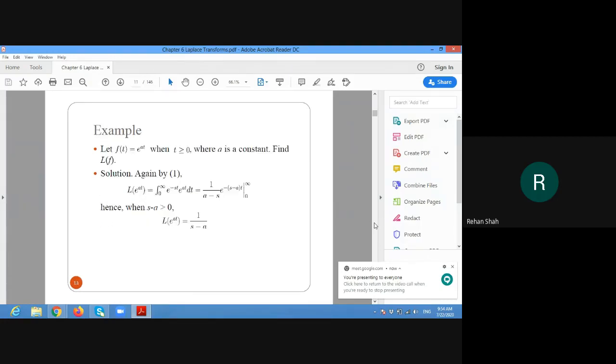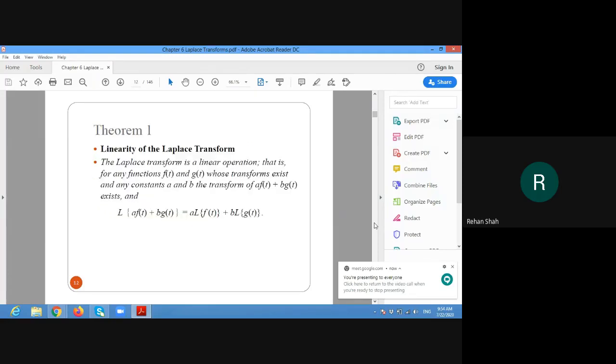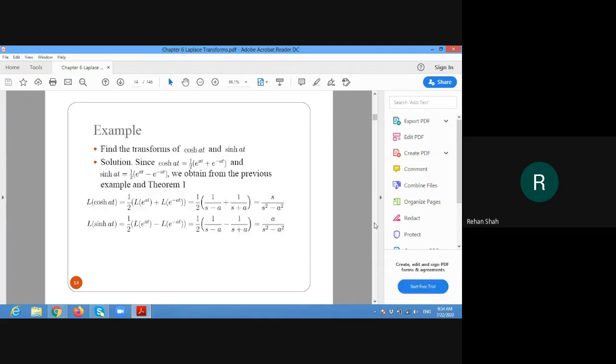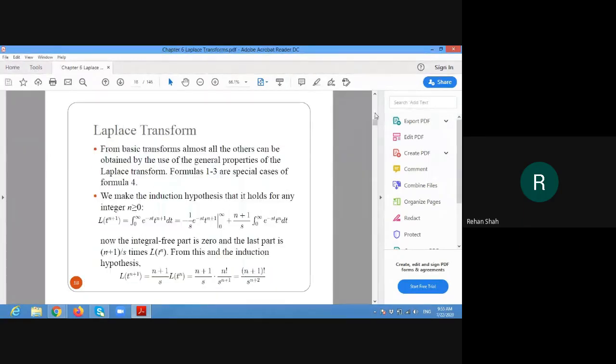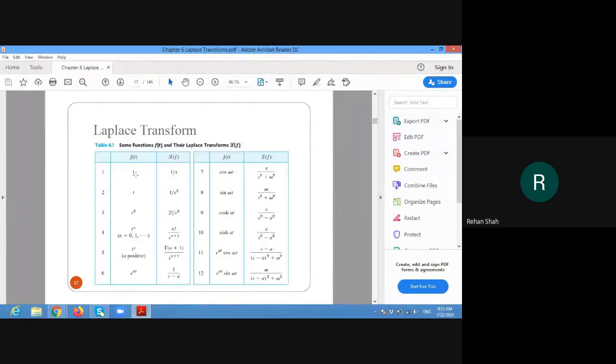We have already done this. This is the Laplace transform of e power at. This is the Laplace transform when it is applied on the addition of two functions. This is the Laplace transform of cos hyperbolic and sin hyperbolic. This is the Laplace transform of sin omega and cos omega. And this is a table for which we have already derived these formulas. The Laplace transform of 1 is 1 over s, t is 1 over s square, t square is 2 over s cube, and the Laplace transform of cos omega t is s by s square plus omega square. We have already derived all of these.